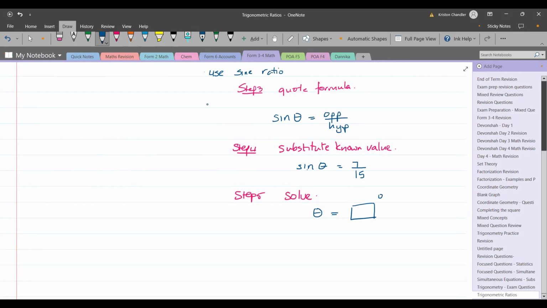So it means that this sine needs to move across here on this side, right? But the thing about sine is that we do divide. When we move the sine across the equal sign, the sine becomes sine inverse of 7 over 15.